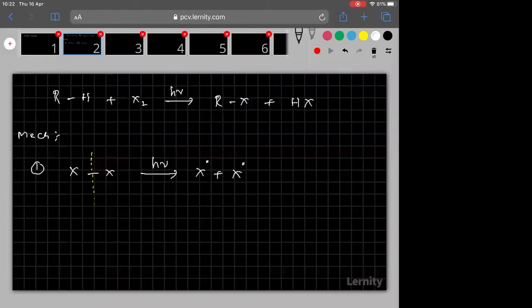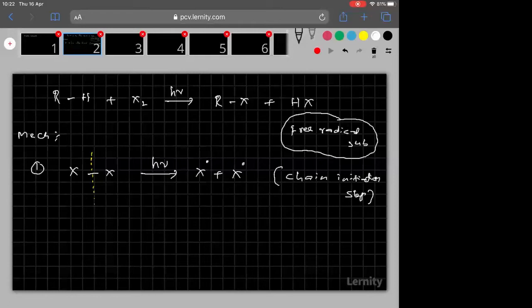So since free radicals are forming in the starting step, this step is called the chain initiation step. So free radicals are initiators. Therefore, this mechanism is called the free radical mechanism. See clearly, this mechanism is called the free radical substitution mechanism. I hope you are able to understand the things clearly now. And that is the first step of the mechanism. Which one? Chain initiation step.